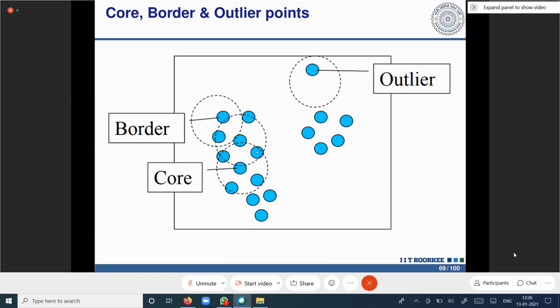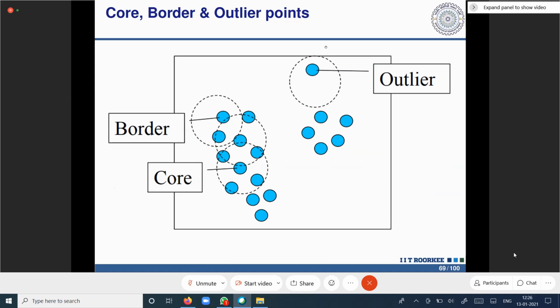So for example, here you can see, as the name suggests, core and border points. Core points are the points which are well inside a cluster. For example, here, if you draw an epsilon neighborhood, you have 1, 2, 3, 4, 5 points within it. So this is a core point.